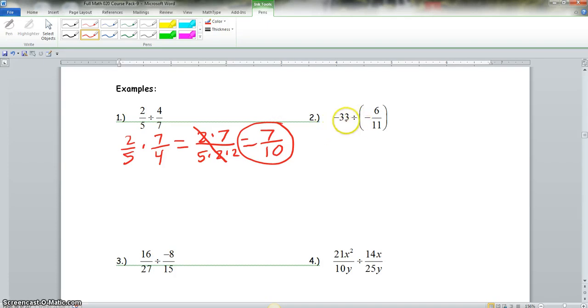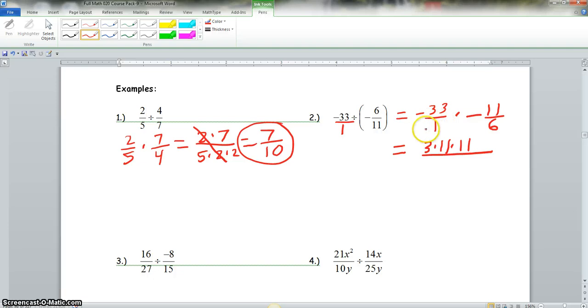Now we go to number 2. First thing, we should put this negative 33 over 1. So we will have negative 33 over 1. The division will become multiplication, and we would take the reciprocal of the second fraction, which would be a negative 11 over 6. Now, we know a negative times a negative is a positive. So we take the prime factorization of 33, which is 3 times 11, and then 11 here is already prime. And then now we have 1 times 6.